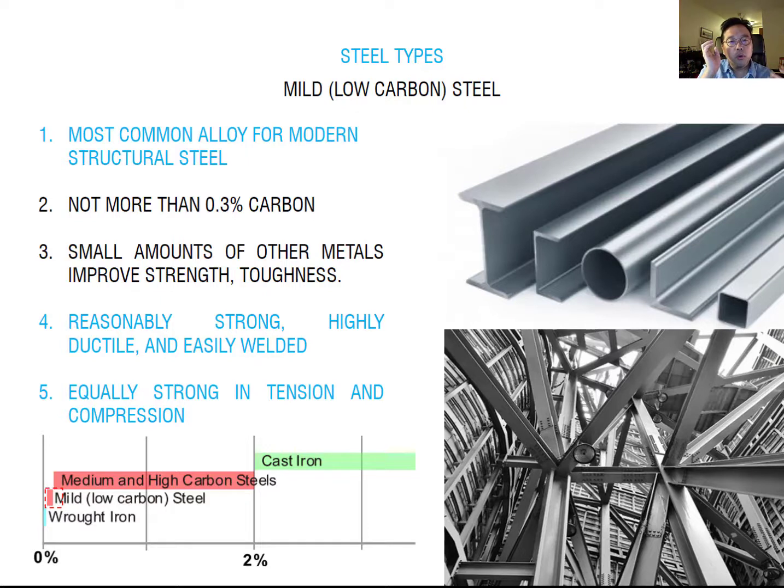It means low carbon steel, and it can include some other additive material, making it a stronger metal. It is also reasonably strong, highly ductile, and easily welded. So that's why it has easy workability. It means it is used for making complex structural members. So please remember mild steel, low carbon steel. It is the most common type in contemporary architectural structures. Okay.